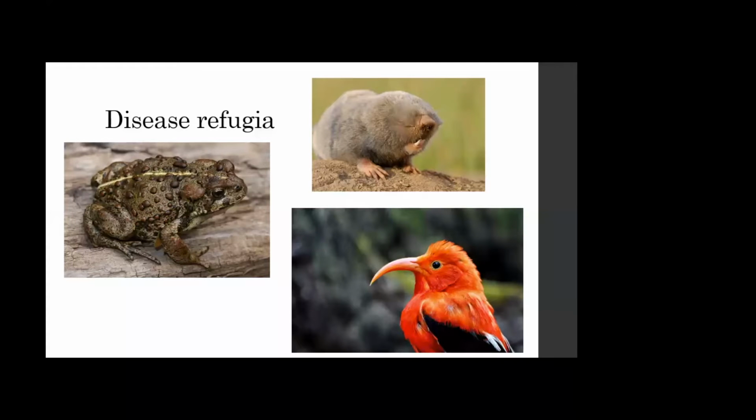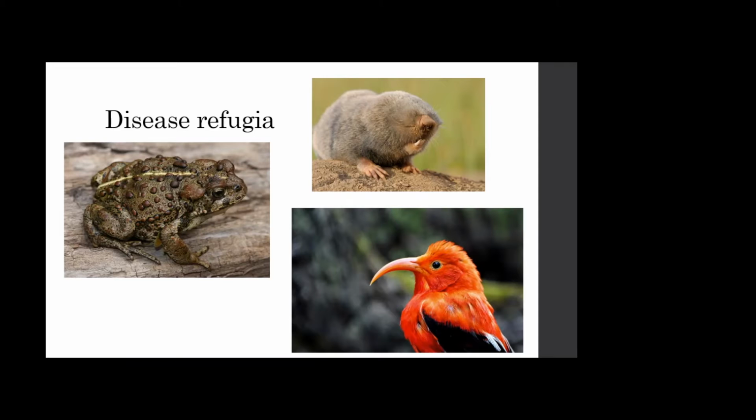So to start, I want to take a moment and discuss disease refugia, and that's a concept that occurs across multiple taxa around the world. So disease refugia is an area within a host range that is absent from disease, and this has been found to occur in many organisms around the world.